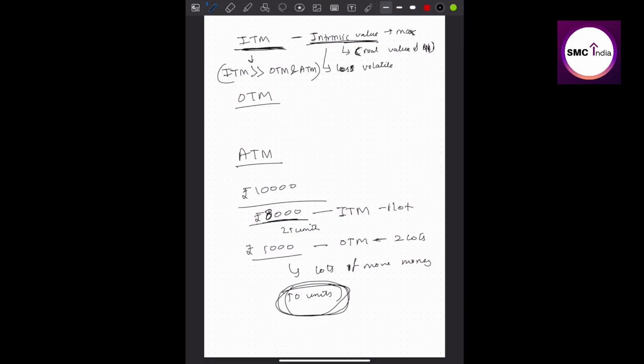That's why you have to understand when to use out of the money and when to use in the money. Out of the money: intrinsic value minimum, time decay maximum, correct? Understood why there is a difference between in the money and out of the money in practical life? And at the money, it's medium. Now when shall we choose in the money, out of the money and at the money?